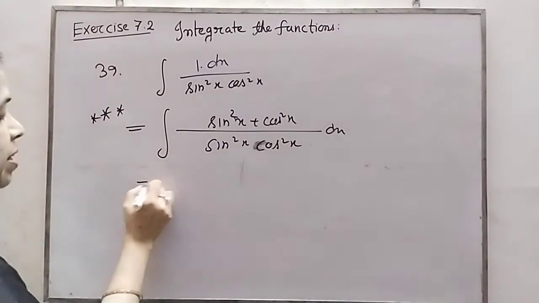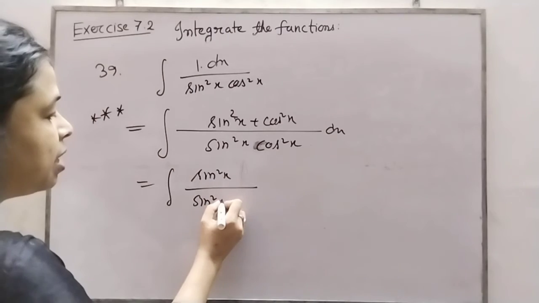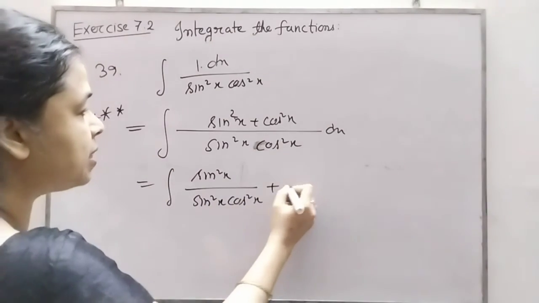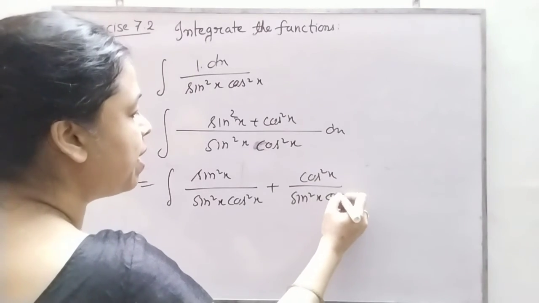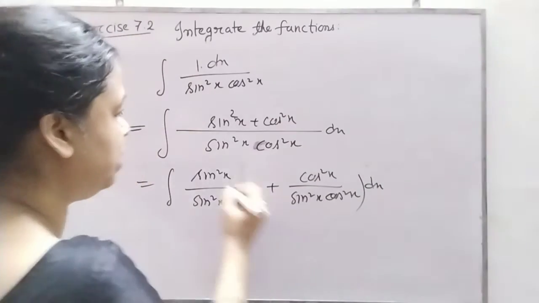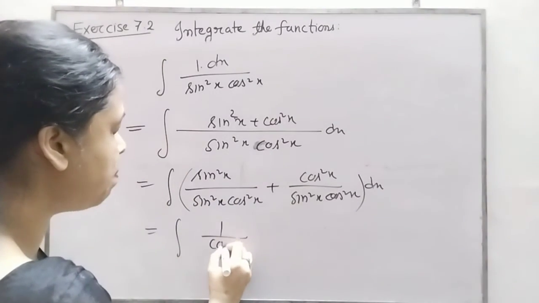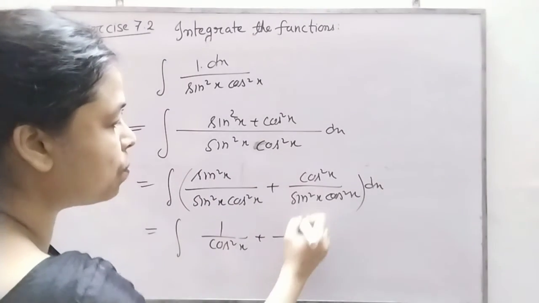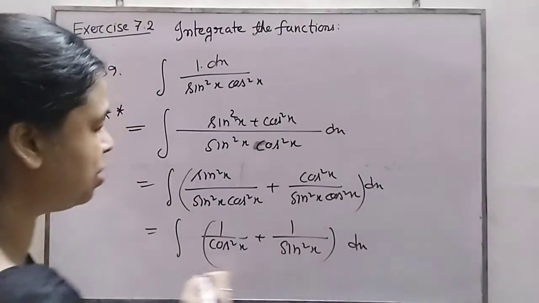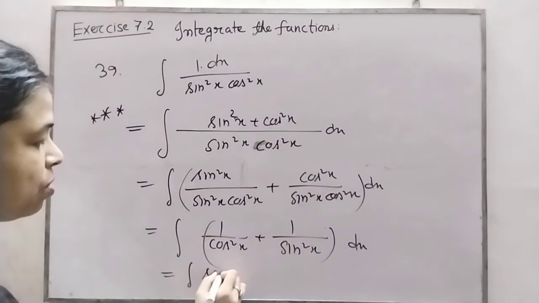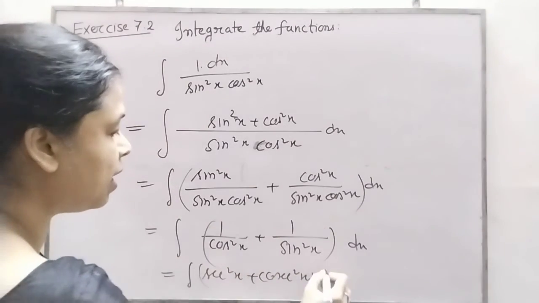Then I separate it into two parts: sine square x over sine square x cos square x, plus cos square x over sine square x cos square x, dx. Then sine square x cancels out, leaving 1 by cos square x. Cos square x cancels out, leaving 1 by sine square x. Without substitution, this question is solved. This is equal to sec square x plus cosec square x, into dx.